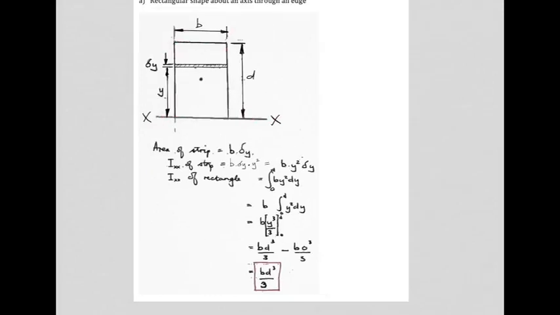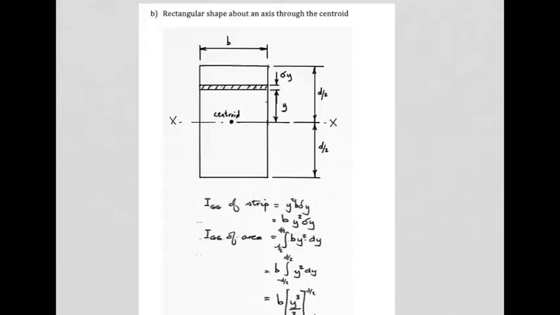So in simple terms, if you were to know the dimension B of your rectangle and the dimension D of your rectangle, you could very quickly calculate, by inserting the two values into this formula over here, an answer for the second moment of area of this rectangular shape about an axis aligned with its edge, and the units would be meters to the fourth.